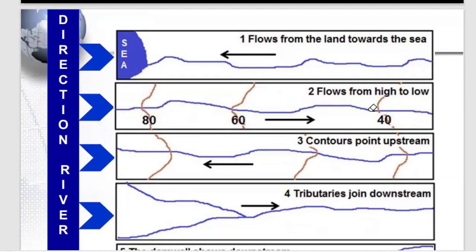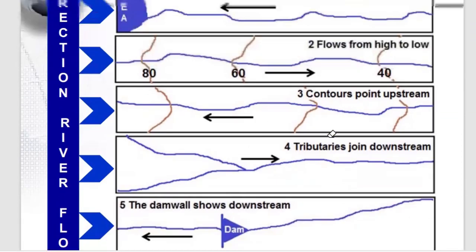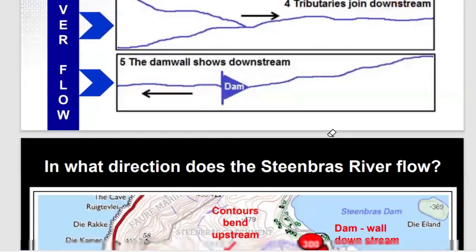And also you check the contours are pointing upstream for the reason given. And also you check how the tributaries join the mainstream at acute angles. It means the opposite side of the acute angle is where the river will be flowing towards. And then also using the argument of the dam wall, that will basically give you a clue of how the river is flowing in terms of the direction of flow of the river.